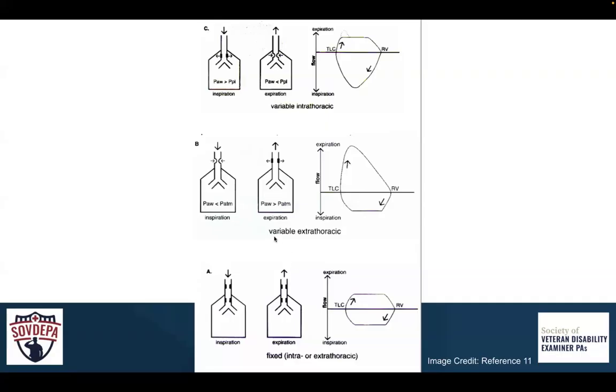For variable extrathoracic, this would be like a goiter. It's outside the chest cavity, right? So wherever the blockage is closest to, this is the mouth, right? Where the air is inhaled. It's so much pressure for that to face when you're inspiring. So that's why the inspiration loop is truncated. But expiration, there's more way to get momentum to get the air out, if that makes sense.